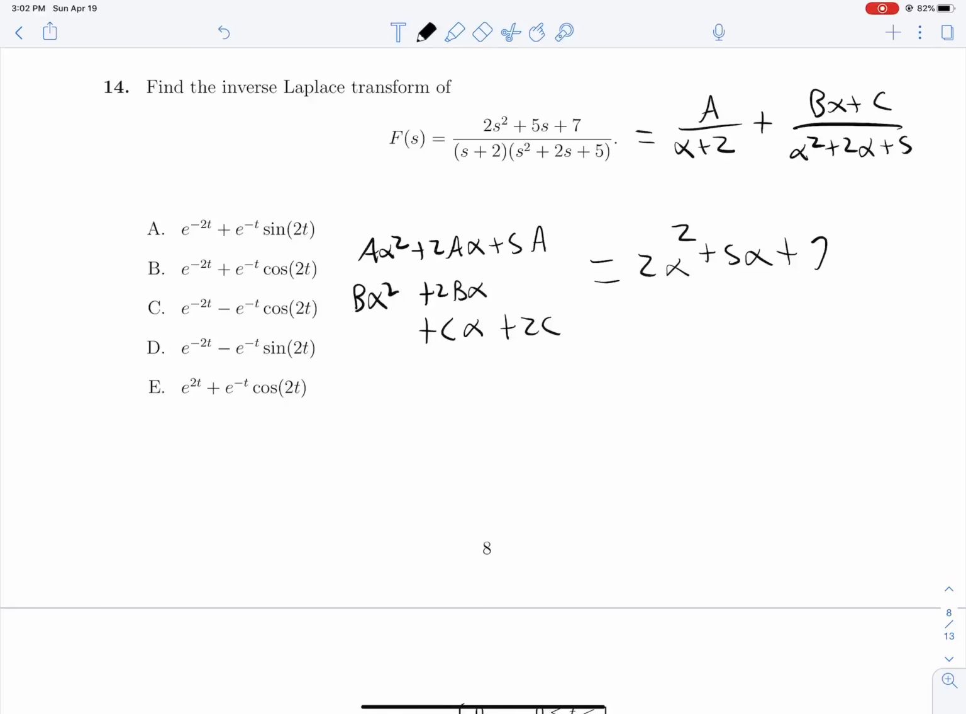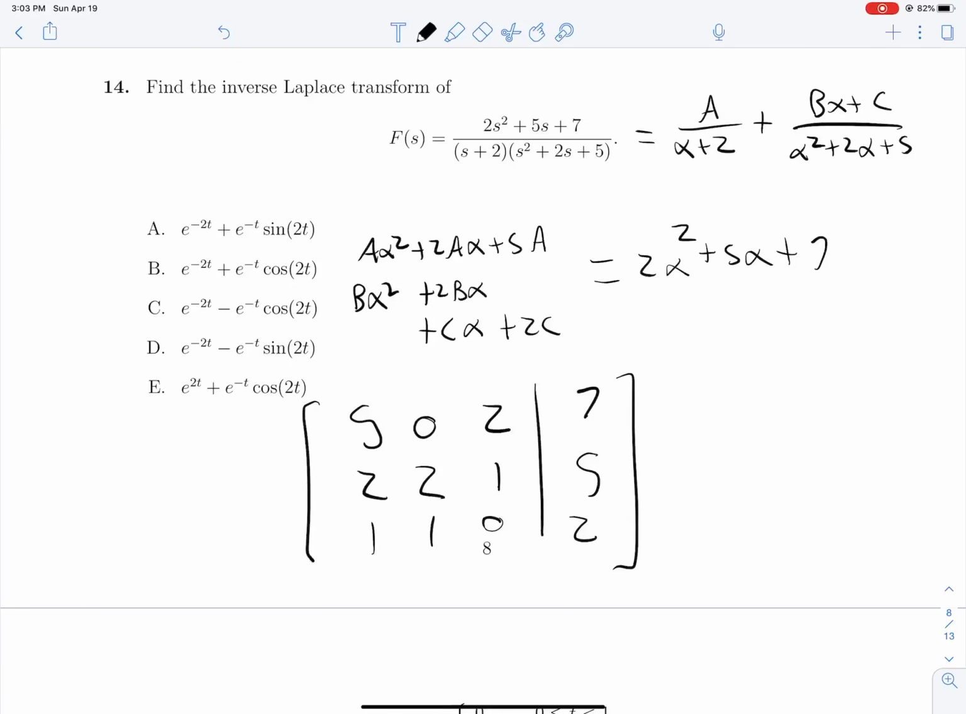So setting our corresponding terms equal, we'll see that 5a plus 0b plus 2c is equal to 7. Additionally, that 2a plus 2b plus 1c is equal to 5, and that a plus b plus 0c is equal to 2. And let's solve this matrix.